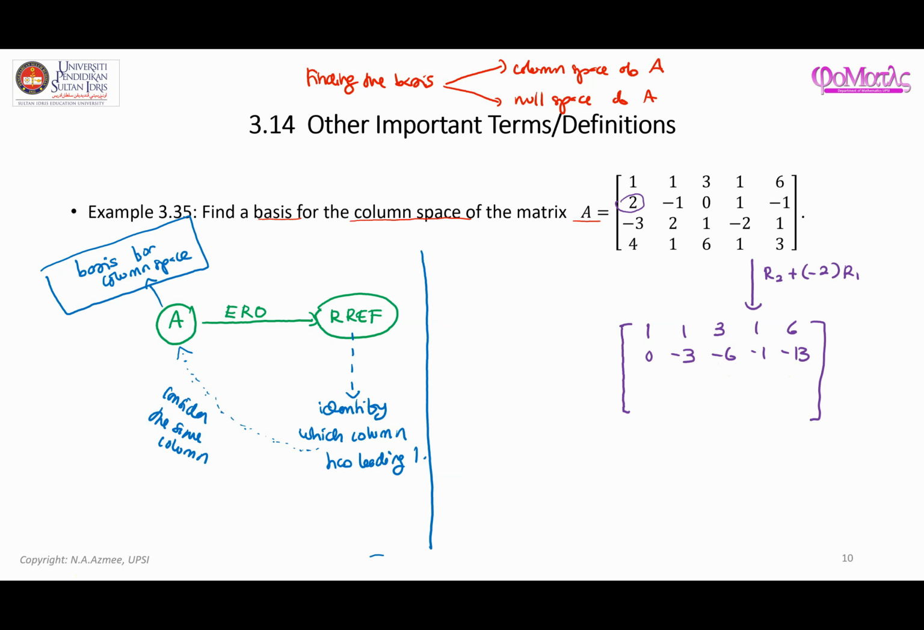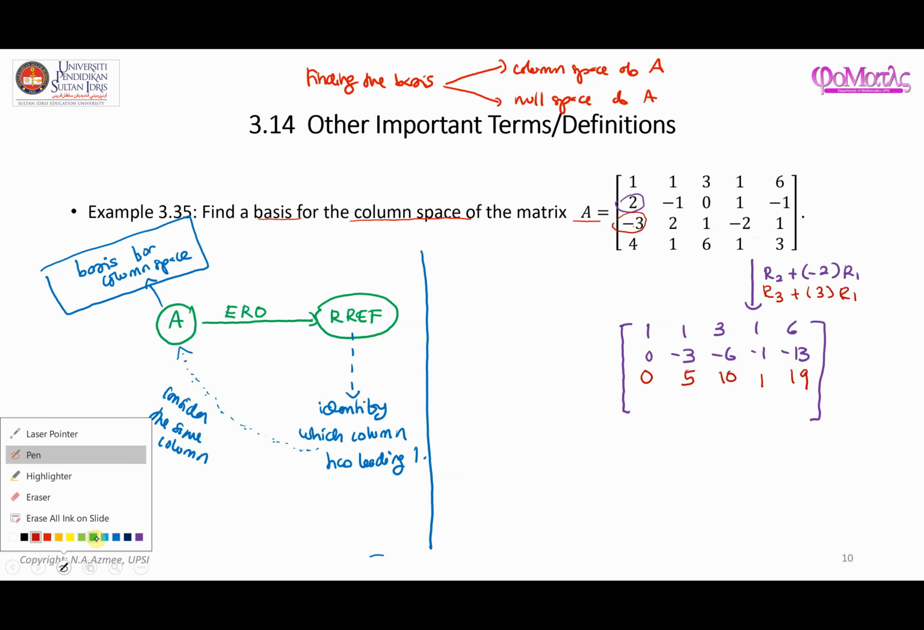Next, we need to change this to 0 as well, so we do the process on the same stage. We have R3 plus 3R1. So negative 3 plus 3 is 0. 2 plus 3 is 5. 1 plus 9 is 10. Negative 2 plus 3 is 1. 1 plus 18 is 19. So that's the result for the third row.